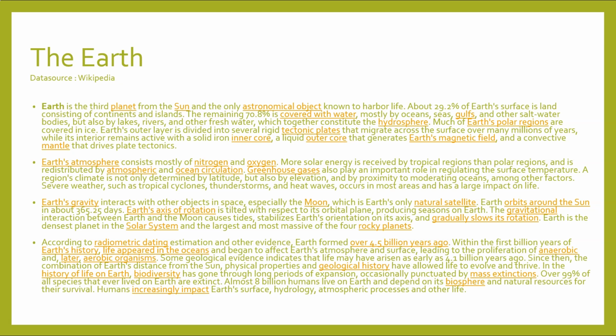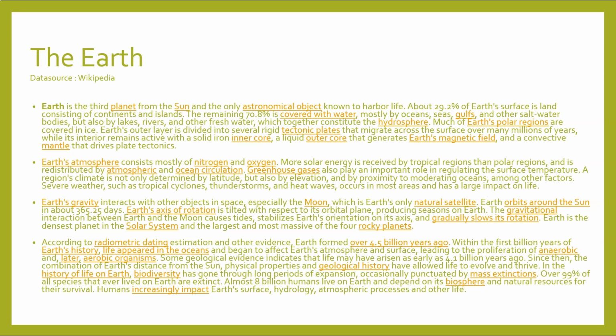Earth is the densest planet in the solar system and the largest and most massive of the four rocky planets. According to radiometric dating estimation and other evidence, Earth formed over 4.5 billion years ago. Within the first billion years of Earth's history, life appeared in the ocean and began to affect the Earth's atmosphere and surface, leading to the proliferation of anaerobic and later aerobic organisms. Some geological evidence indicates that life may have arisen as early as 4.1 billion years ago.